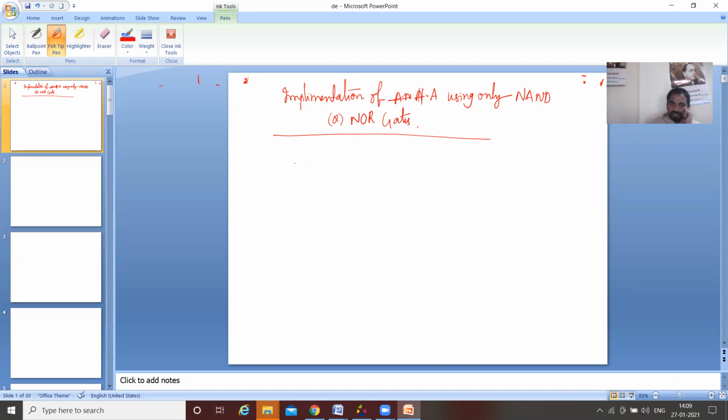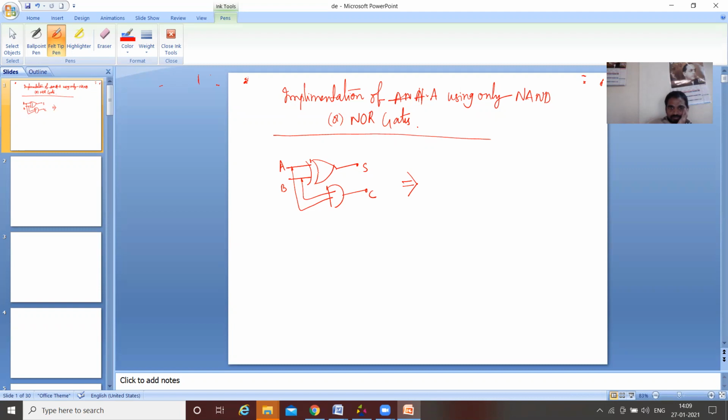Here we already derived the circuit diagram of the adder. This is the exclusive OR gate, with inputs A and B. This is the sum, and the carry is this one. This is the logic circuit diagram of the combinational adder circuit. Now, implementation of this logic circuit using only NAND gates.